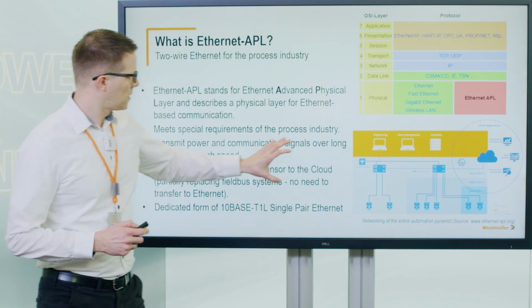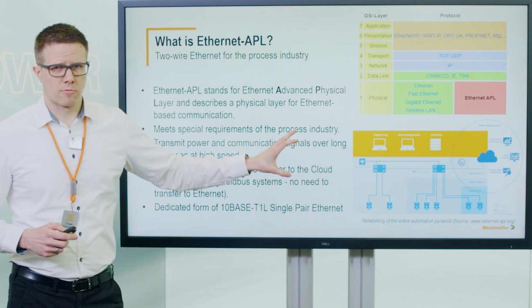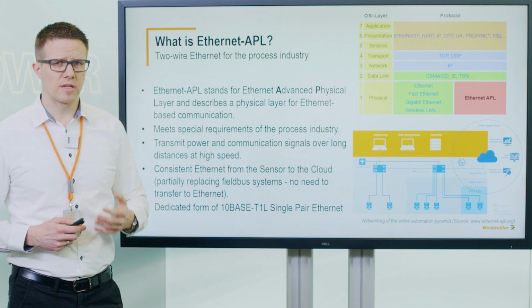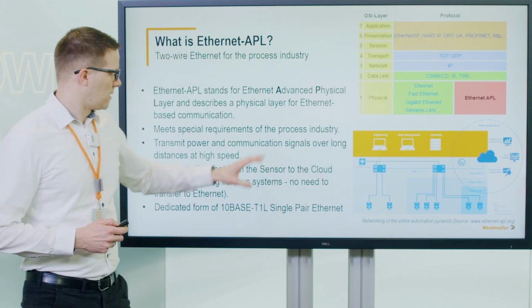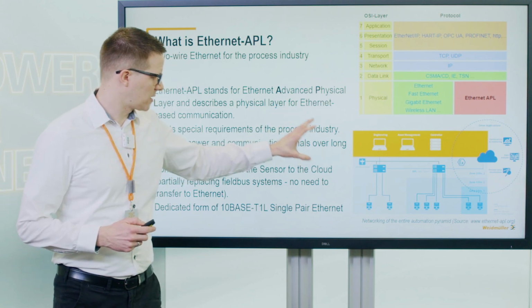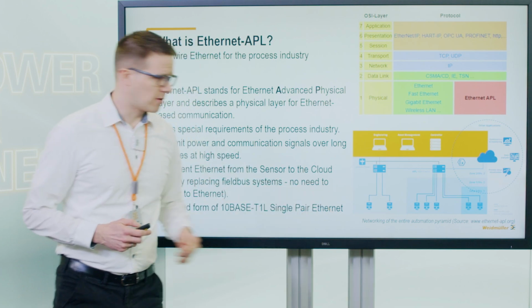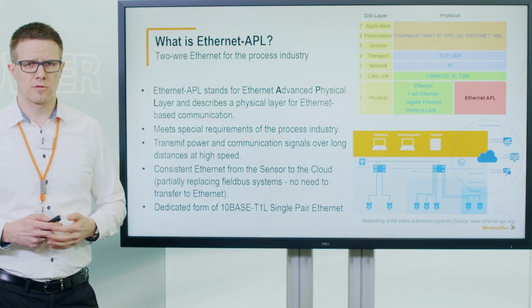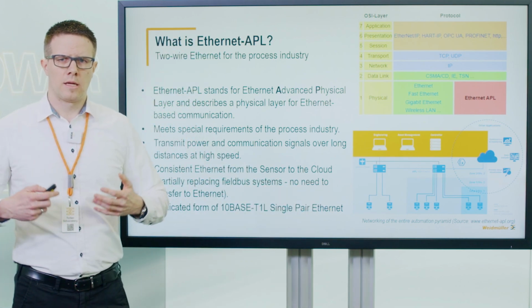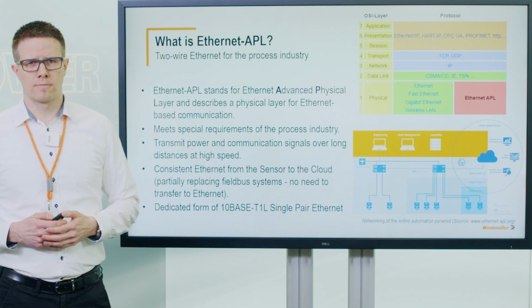And also when we check this whole infrastructure on bottom right, we can see that everything somehow is connected. So we have the Ethernet in the office, in the machine level, and really down to the sensors. So Ethernet-APL and also single pair Ethernet allows the connection from the sensor into the cloud.